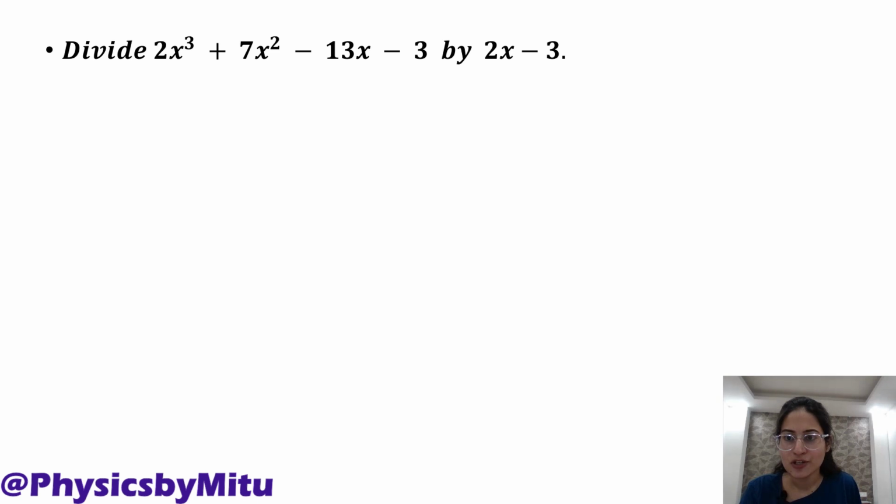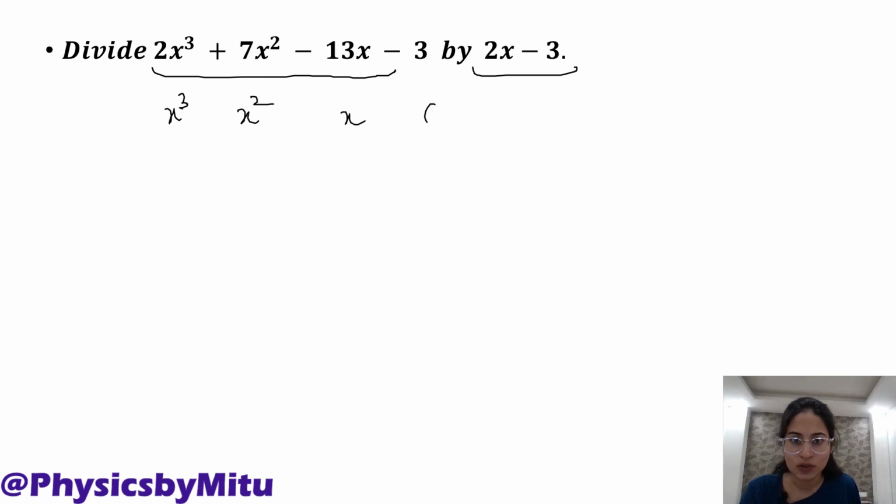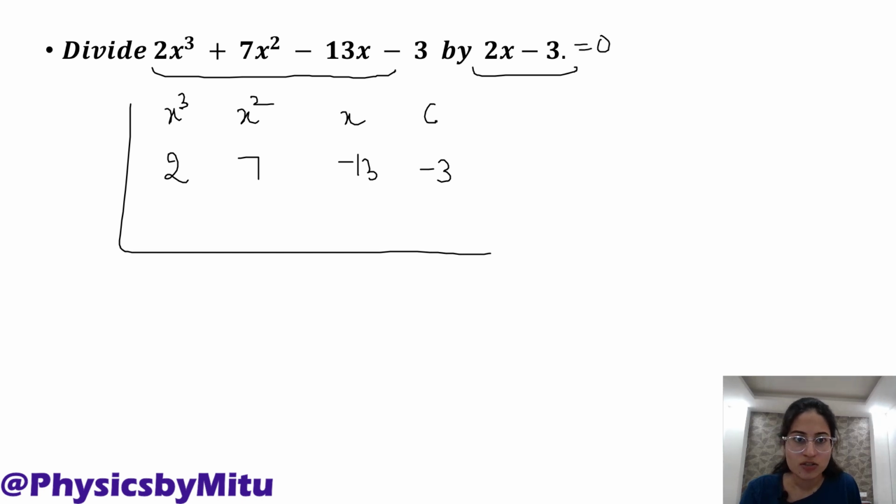Next example, you have to divide this cubic polynomial by this linear polynomial. So write down the coefficients here, x cube coefficient, x square, x and constant term. Coefficient is 2, 7, minus 13 and minus 3. Put a sign like this, equate this to 0, x is 3 by 2. Put 3 by 2 here. First coefficient as it is.